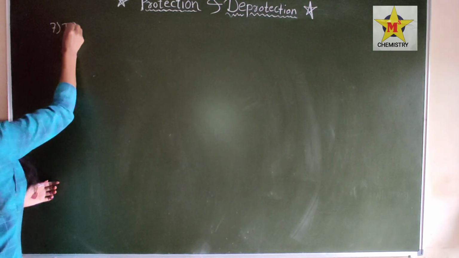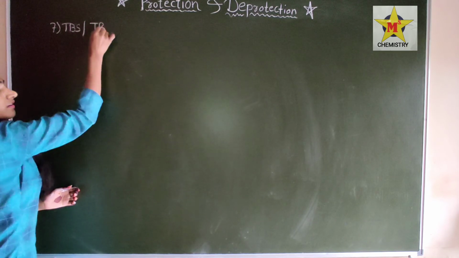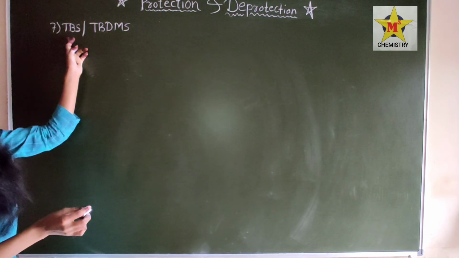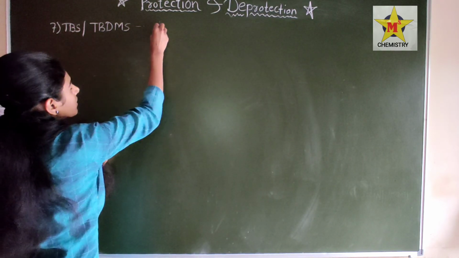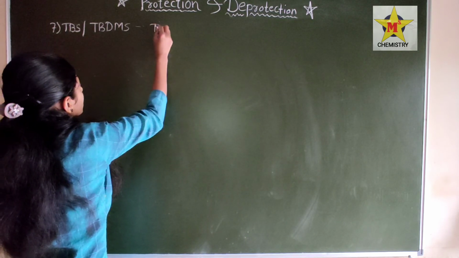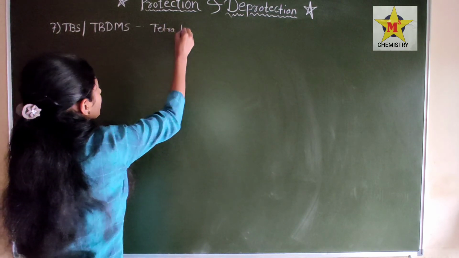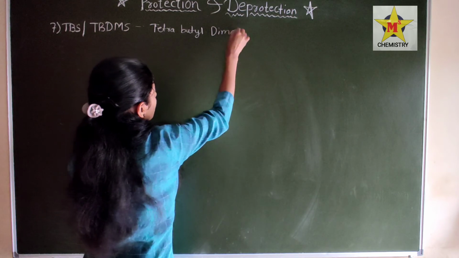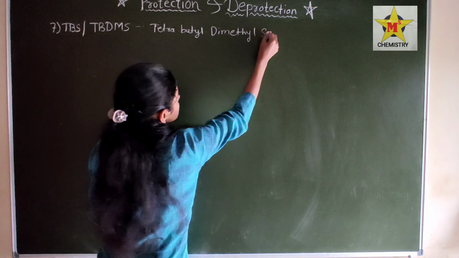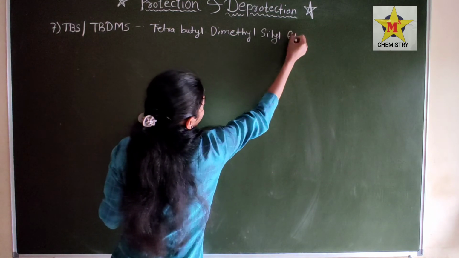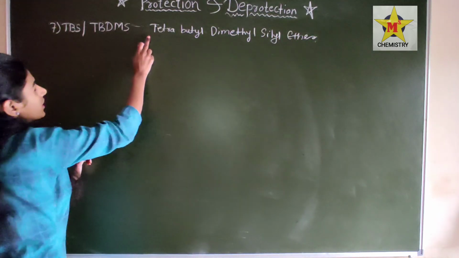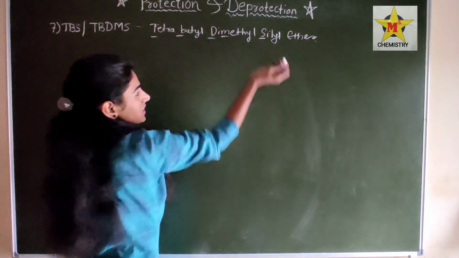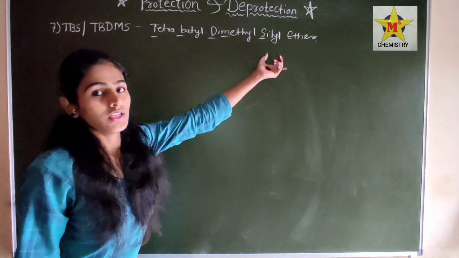Seventh one is TBS or TBDMS. TBS or TBDMS means tert-butyl dimethyl silyl ether. Okay, tert-butyl dimethyl silyl ether.